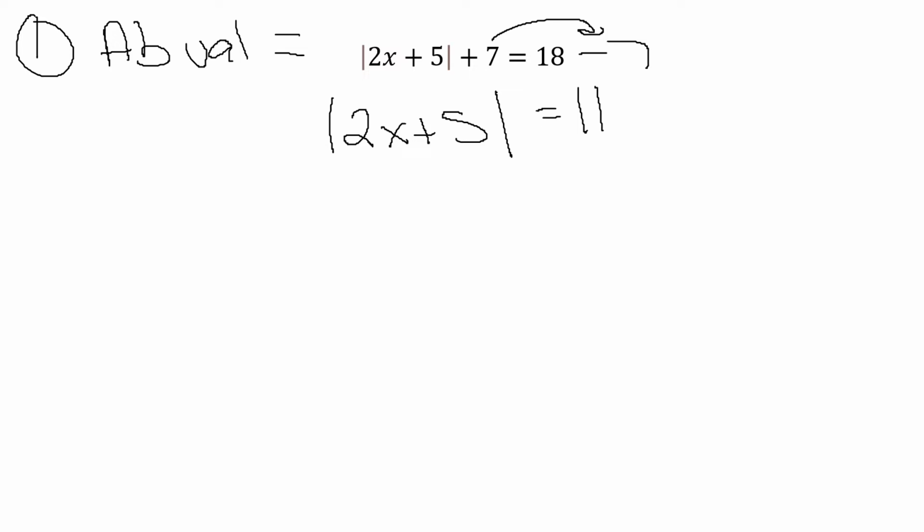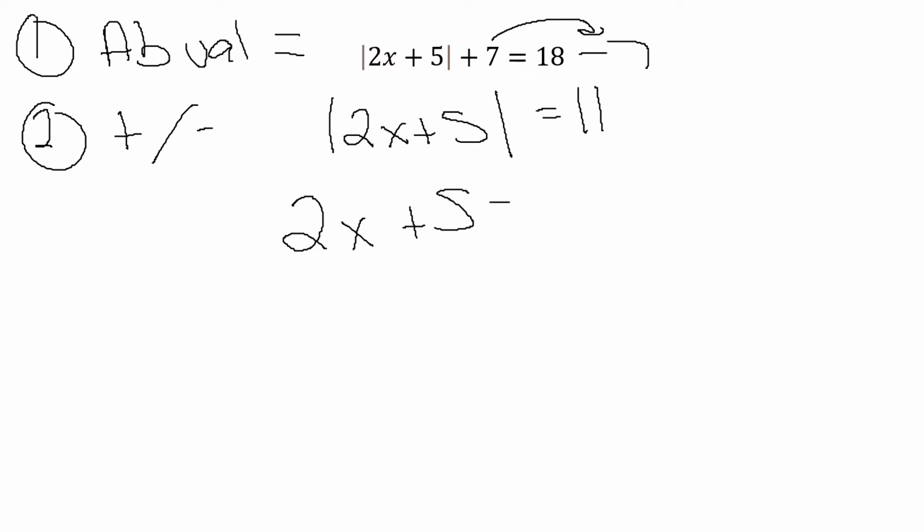All right, step 1, get my absolute value all by itself. My second step is to break it into a positive and a negative. When I do that, the absolute value sign goes away. Nothing inside that absolute value sign changes, only my answers. One becomes positive, one becomes negative. Now I just solve for x.